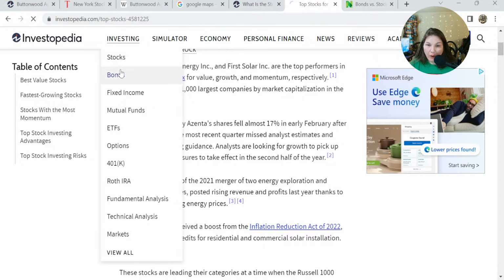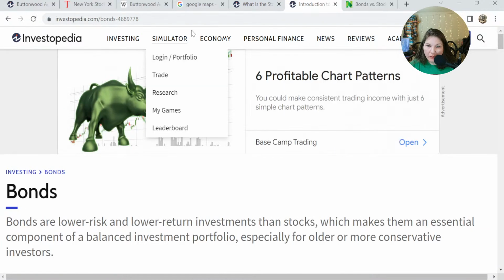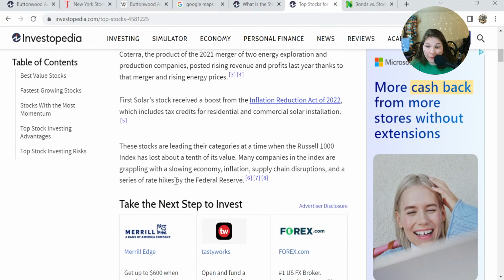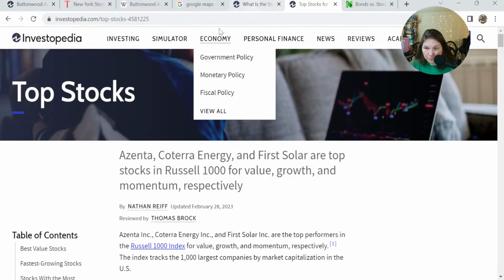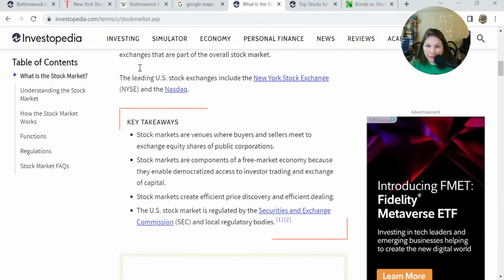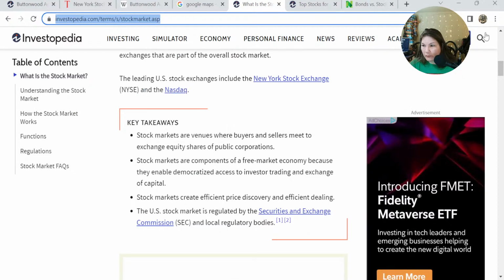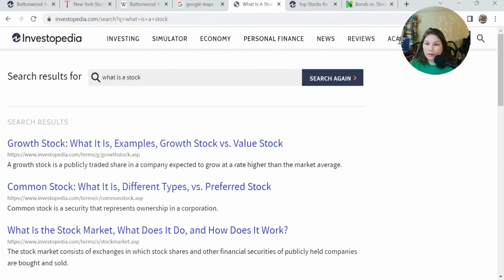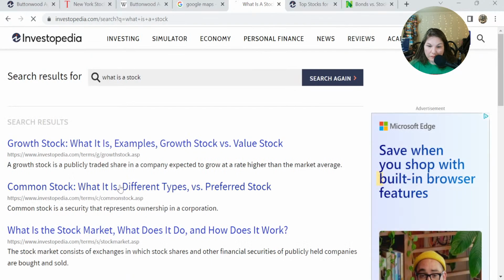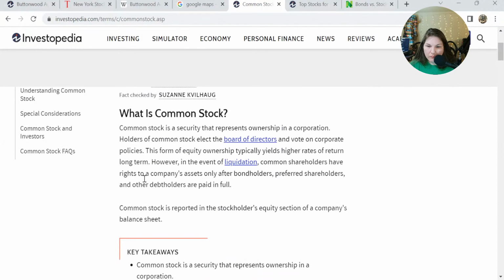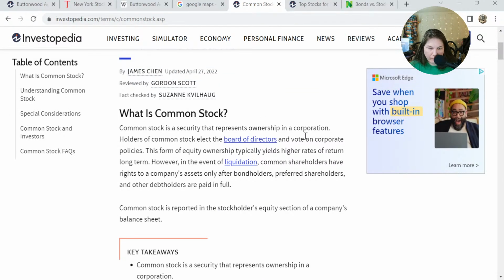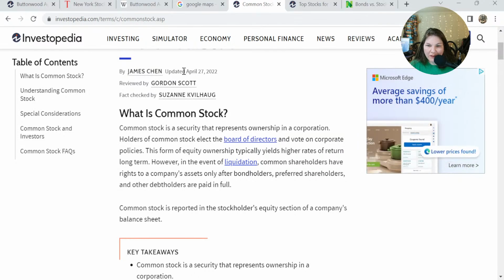But where is bonds? We know stocks. Well, let's pop over there to stocks first and get a refresher. What is a stock, guys? What did we learn? What is a stock? Come on, pop it up. A common stock is a security that represents ownership in a corporation. Basic, guys. Basic stock, right? That's what we learned. It gives you a piece of the pie.